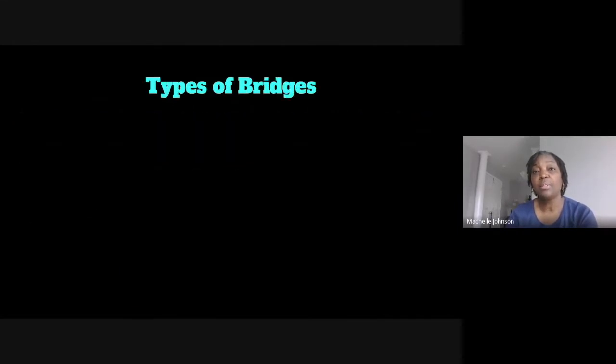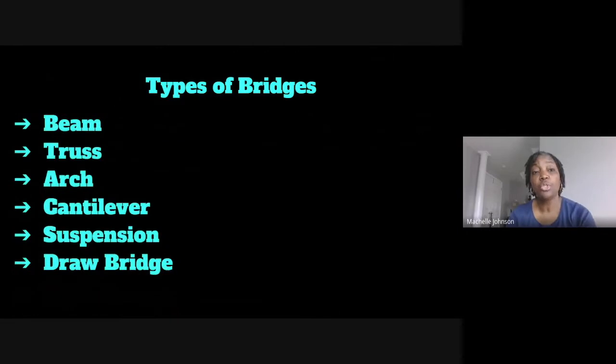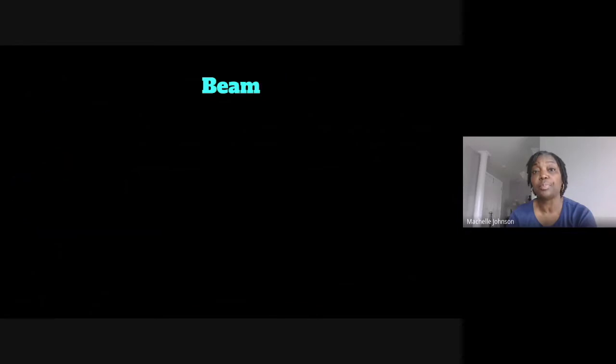Today, we'll talk about different types of bridges. These are the types we'll discuss: the beam bridge, a truss, the arch, the cantilever, a suspension bridge, and a drawbridge. You may have heard of some of these types of bridges. We'll start with the beam bridge.